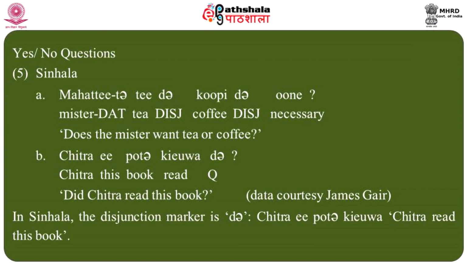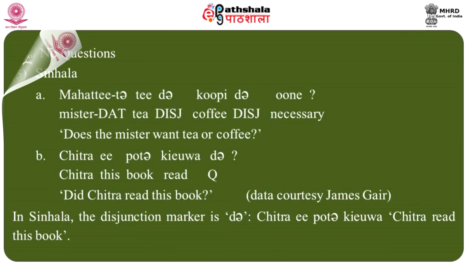The sentence is given there with the English meanings. So does the minister want tea or coffee? Does Chitra read this book? Now in Sinhala, the disjunction marker is the, as shown in the data. The same the is added at the end of the sentence in 5b to turn the declarative sentence Chitra e pota kiyewa, Chitra read the book, into a question.